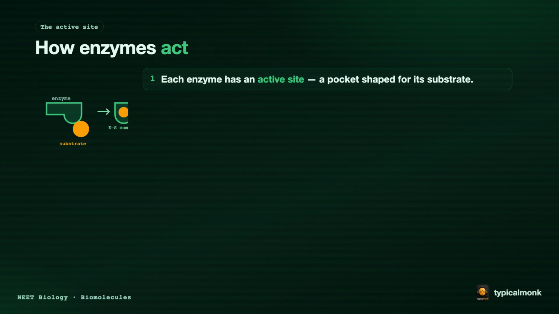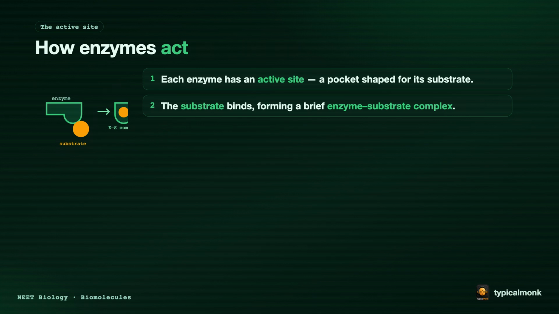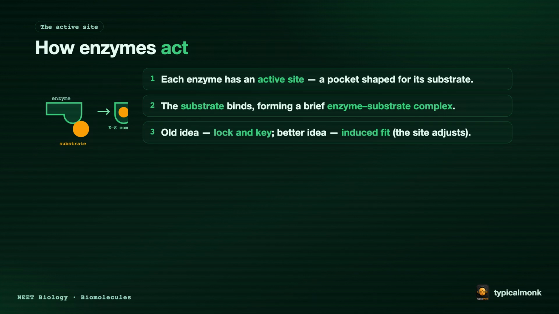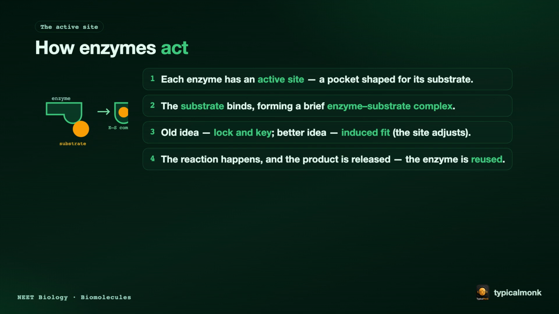Now, how enzymes act. Look at this picture. Each enzyme has an active site, a pocket-shaped folded region for the substrate. The substrate binds, and for a brief moment, an enzyme-substrate complex forms. The old idea is lock and key. The better idea is induced fit, where the active site adjusts a little. The reaction happens, the product is released, and the enzyme is used again.